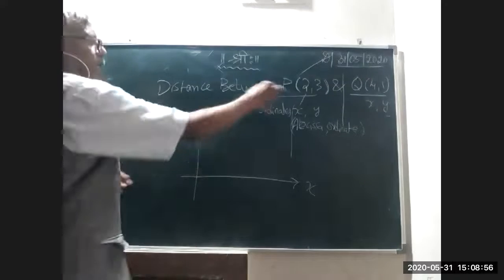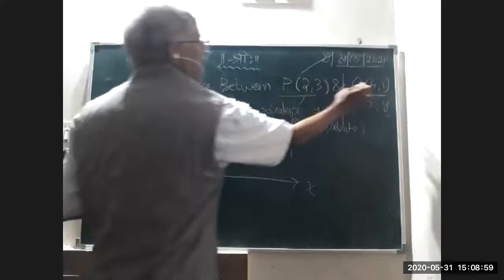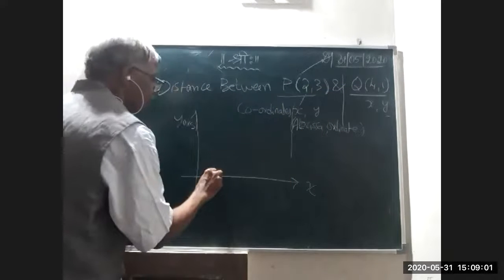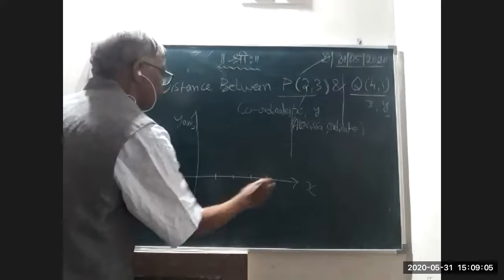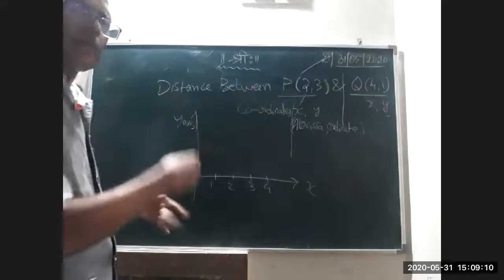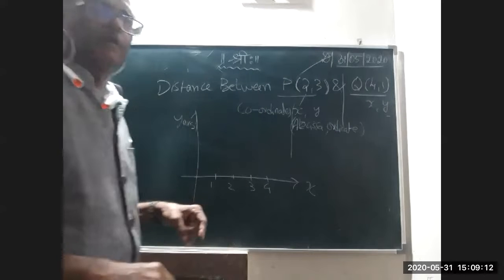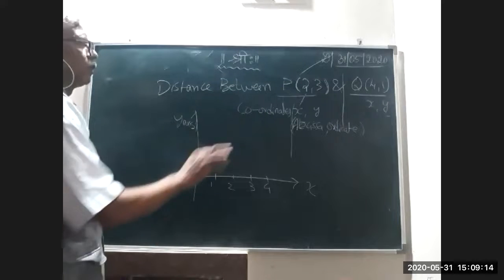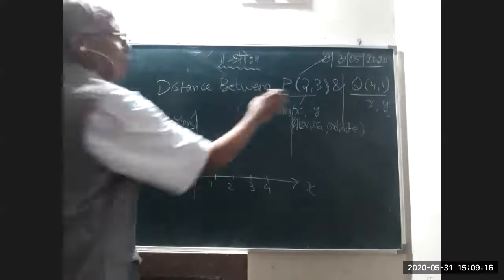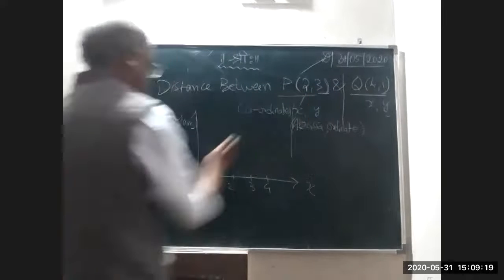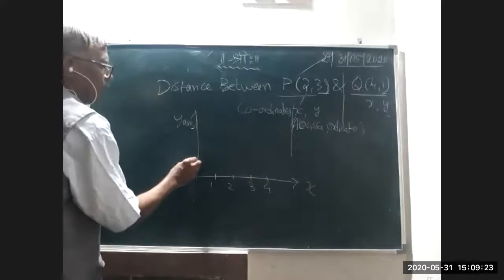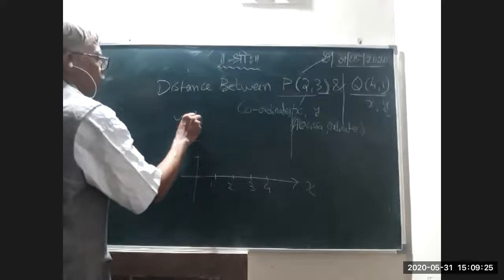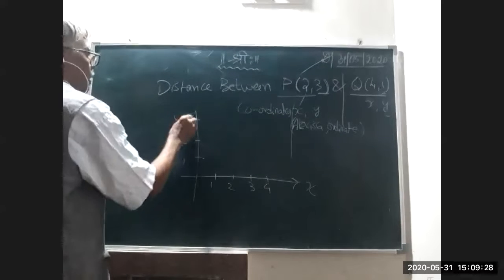So what do I have? The X value I have maximum is 4. Therefore, you can take the scale and put 4. 1, 2, 3, 4 units. Whether it is centimeter, millimeter, kilometer or whatever, we have put the unit. Now the y-axis maximum is 3, and that too positive. Therefore, I don't go to the negative. 1, 2, 3.